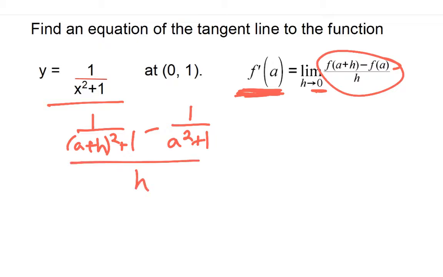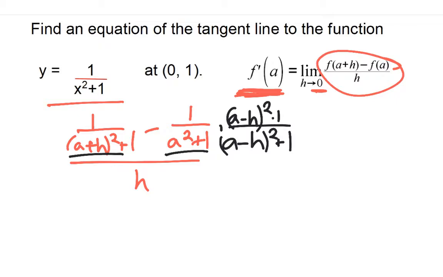Now, this is where it's going to start getting into really paying attention to if you know your Algebra 2, if you know your pre-cal, because we have to simplify these. We can't just do this and leave it. So I need to get a common denominator here. So I'm going to multiply it by the other denominator, so (a plus h) squared plus 1. What I put on the bottom, I have to put on the top. And then on the other function, I need to multiply by the other denominator, so a squared plus 1.